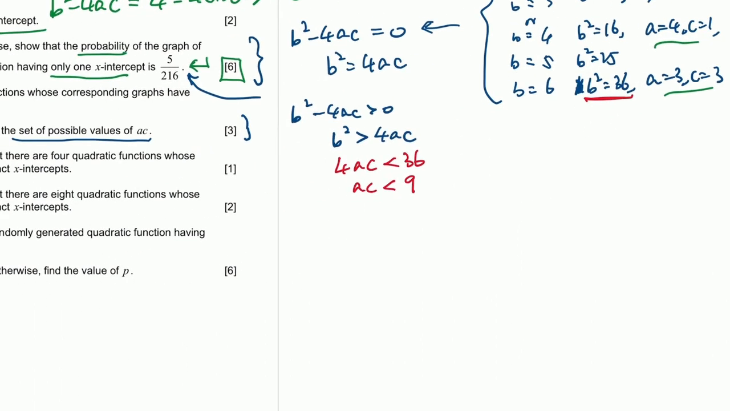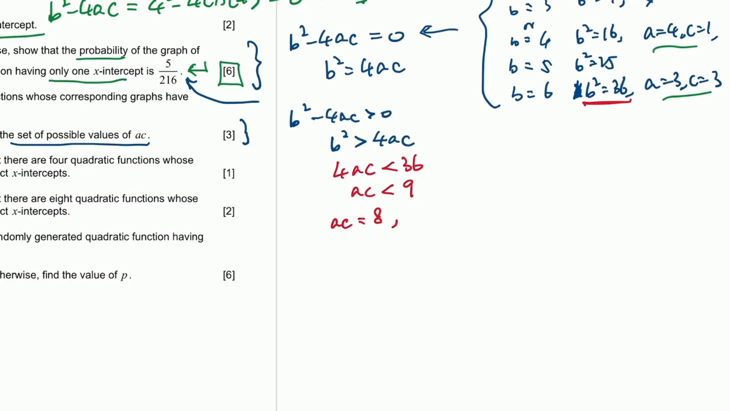Well, but if it's at most 9, then that means AC is at most 8. Then what's less than 8? 7. But here's a trick. If A can only be 1 to 6 integers and C can only be 1 to 6 integers, they can never multiply to 7. So there is actually no 7.